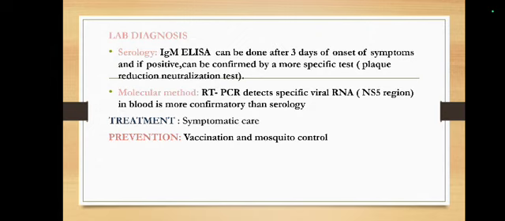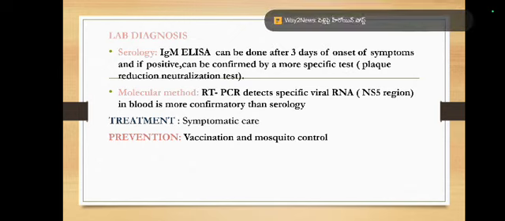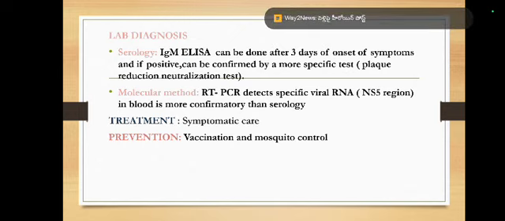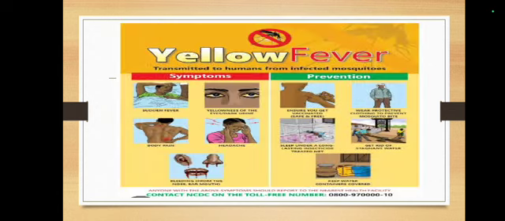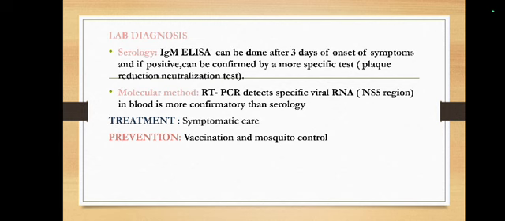And treatment. Treatment is nothing but symptomatic care. So if we get a fever, we have to treat it with anti-inflammatories. Next, prevention is by vaccine and mosquito control. Like in the previous slide, we have to use protective clothing to prevent mosquito bites, sleep under a net, get rid of stagnant water, and keep water containers covered like this.